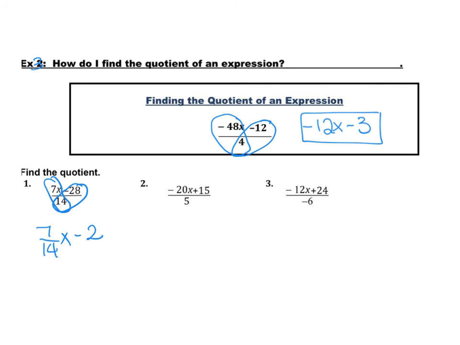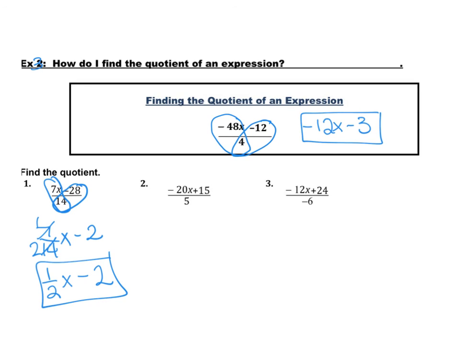Now, let's look and see, can I simplify this 7 all over 14? Well, yeah, 7 can go into 7 one time, 7 can go into 14 two times. So then this is going to be 1 all over 2, because I've simplified that, x minus 2. And I cannot simplify that any further.